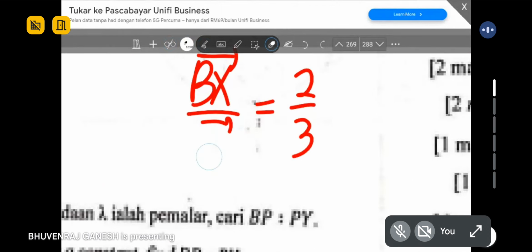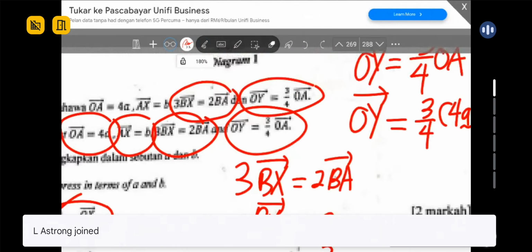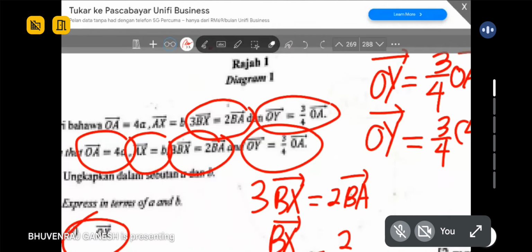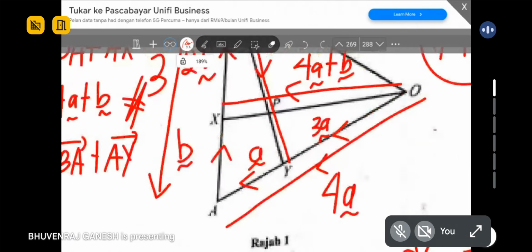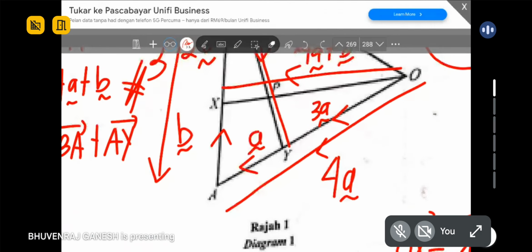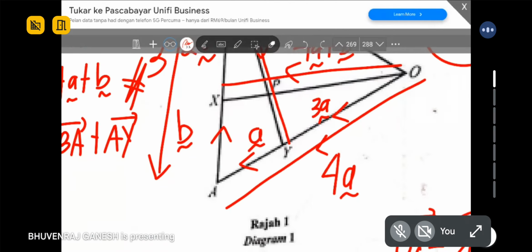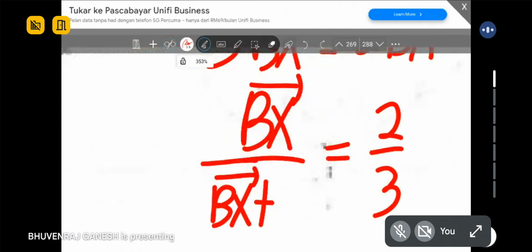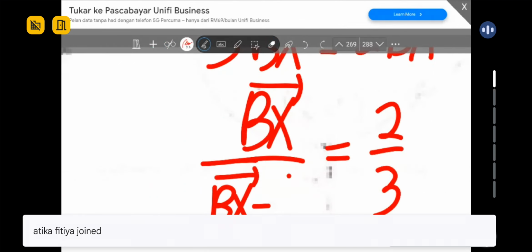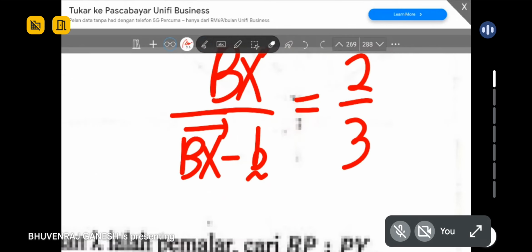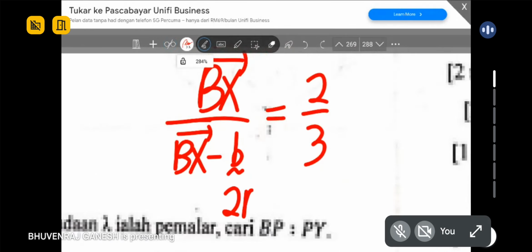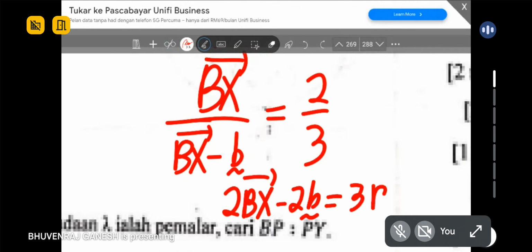Or what you can do is like this. BA is equal to what? BA is actually BX plus XA, right? So you can write BX plus XA. XA how much, guys? AX is B, so XA is negative B, opposite direction. So plus negative B, so minus B. Am I right? So you can find BX, you can find its value. Okay, so 2BX minus 2B is equal to 3BX.